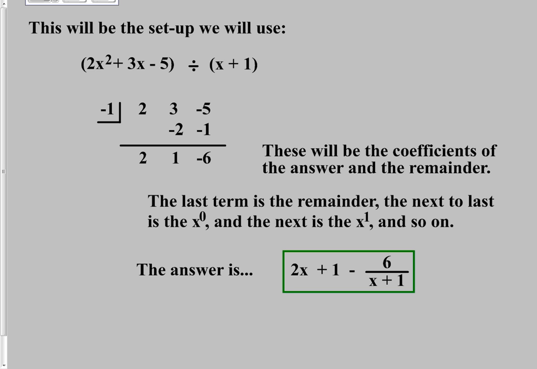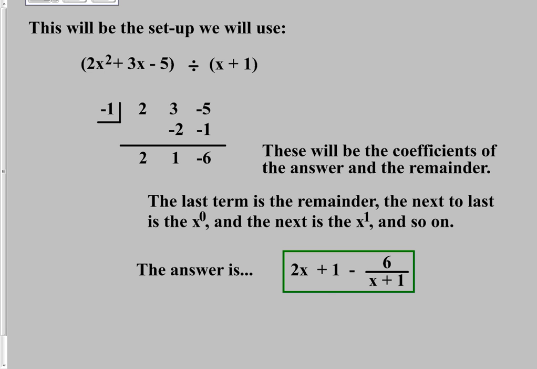Now, in order to structure your answer, we need to remember that the very last number written down was the remainder. Okay, so in this case it was a -6, and that goes over the divisor, which was x plus 1. The next term over, coming back from right to left, is your constant. So in this case, a positive 1. The next term over is your x to the first, which is the positive 2. And then you'd continue going leftward, okay, for the higher powers.